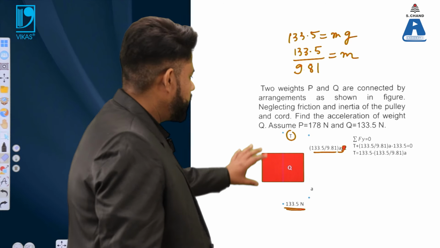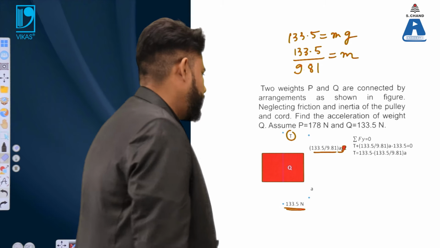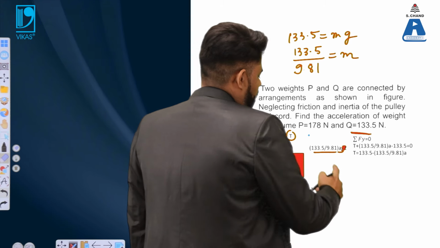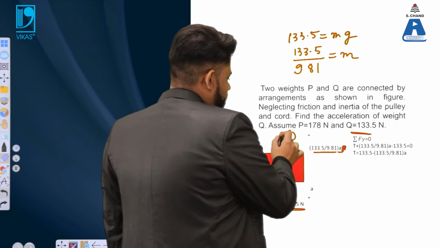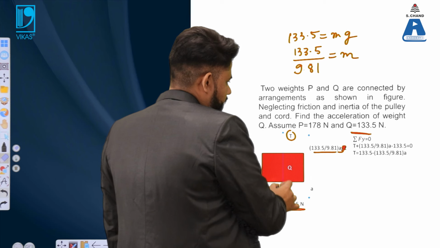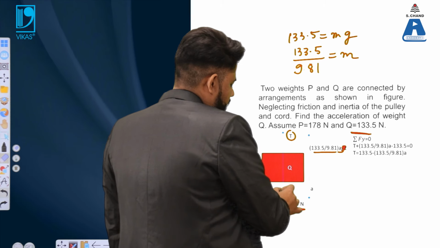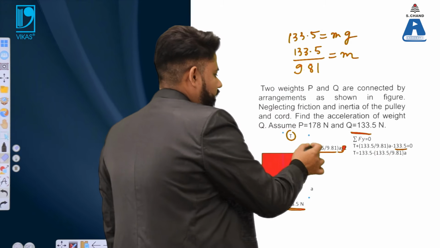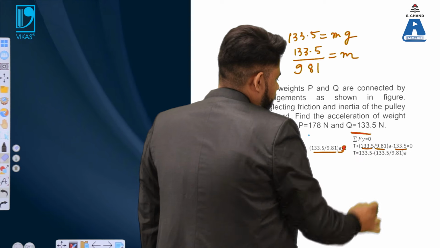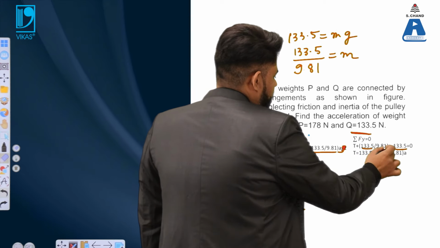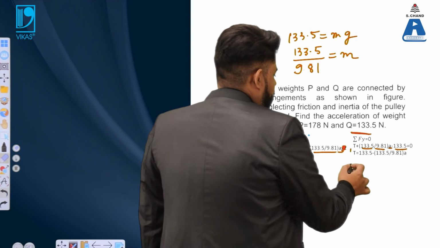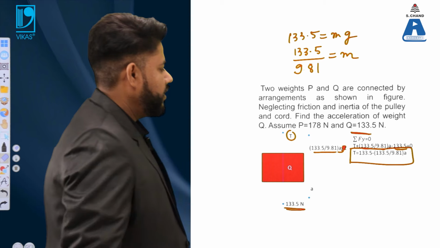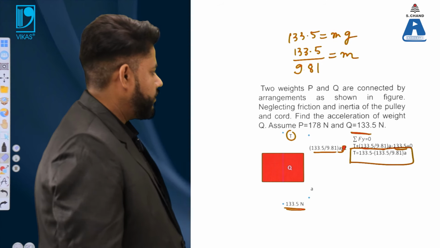On summing all the forces in the y direction, we need to put it equal to 0. So what do we get? This tension T, and 133.5 in the negative direction, and this part in the direction of T, plus 133.5 divided by 9.81 into acceleration, so m into acceleration. From here you can find the value of tension. So this is the second equation that is required.